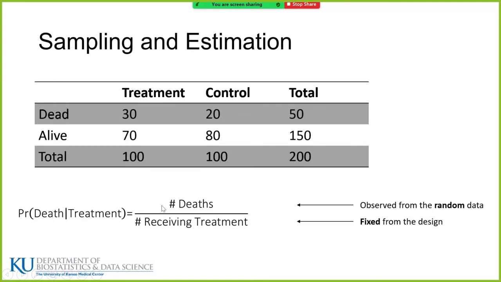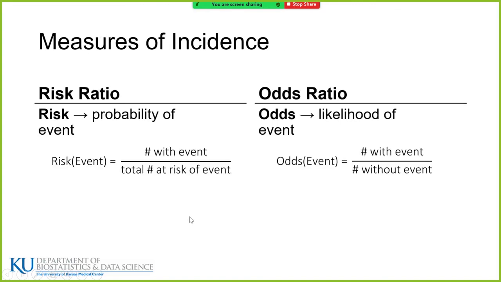And this is the definition of risk given a particular treatment, counting the number of deaths out of the number who were exposed to the treatment. And so this risk ratio, the risk of that particular outcome or event, is just the probability of the event occurring given the total number who were at risk of the event in the group, where the denominator is fixed from the study design. This is different from the odds ratio, though. Risk is probability of event, odds, for lack of a better term, is likelihood of event.